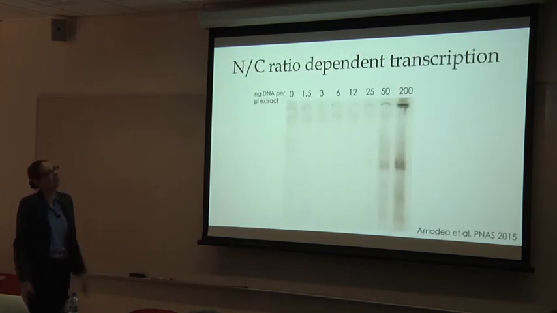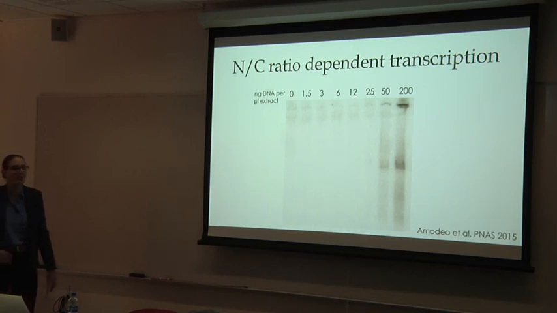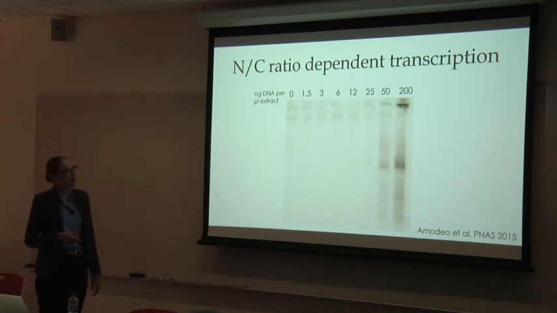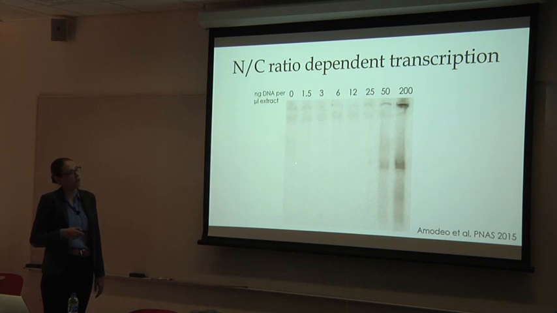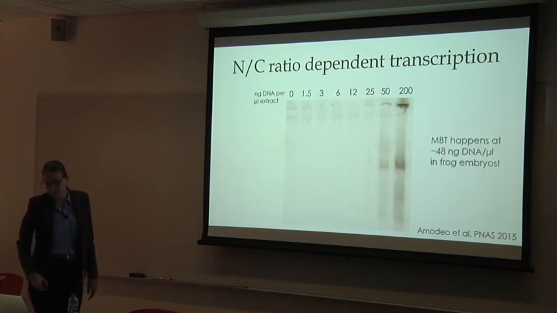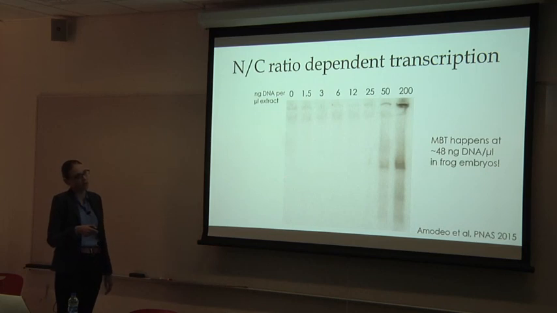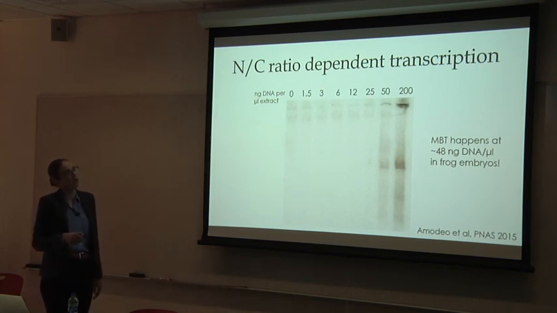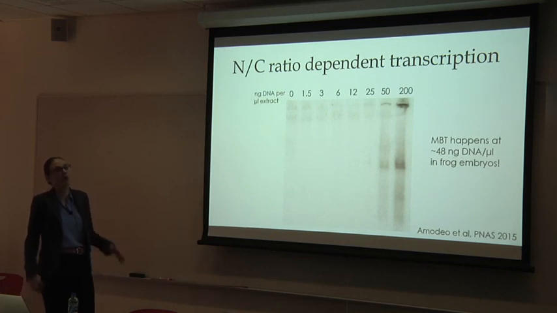What we saw when we put different concentrations of DNA into extract was that indeed we could get NC ratio dependent transcription. Below about 50 nanograms of DNA per microliter extract, there's no transcription. The gray stuff on the gel is the radiolabeled UTP transcription. And above that, we do get transcription. This threshold, and it's very nice and threshold-like, happens almost exactly where that concentration is in the embryo when it stops dividing. So that was really gratifying.